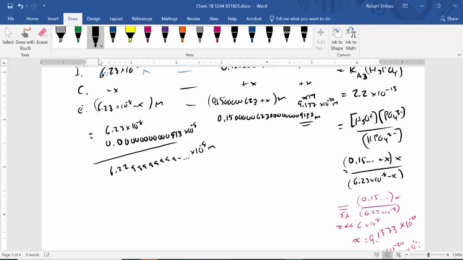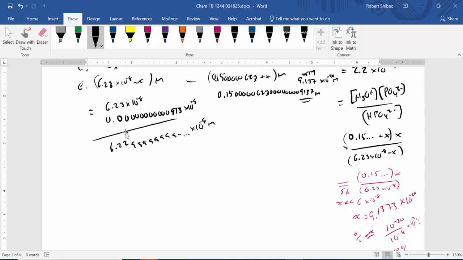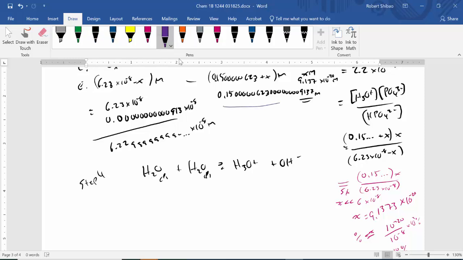I'm just carrying extra digits, and I'm not consistent here with the number of extra digits because it's always a choice between speed and accuracy. All right, but to get the full inventory, there's one more hydronium contributor in this acid solution, and that's going to be Kw. And so I need to do step 4. Step 4 is going to be H2O liquid plus H2O liquid. And this is going to give me hydronium and hydroxide. And the hydronium I'm just going to carry from step 3 down to step 4.